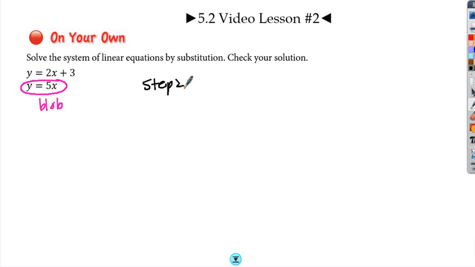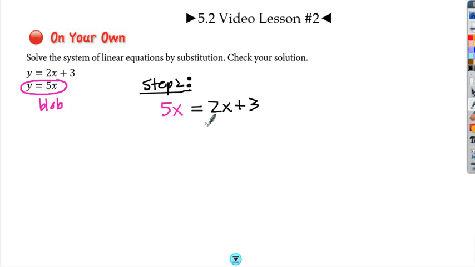Now, step 2, I'm going to plug in that blob into the other equation. So if the other equation is y equals 2x plus 3, and my blob is y equals 5x, so I'm going to put that 5x into where y is in the other equation. So erase that. I'm going to substitute the blob into the other equation.